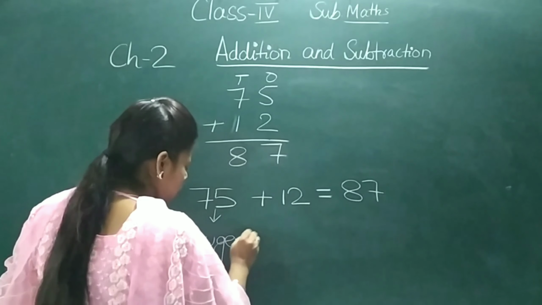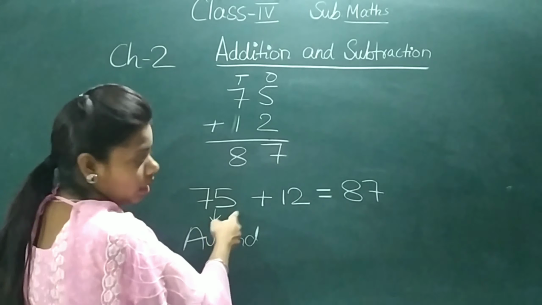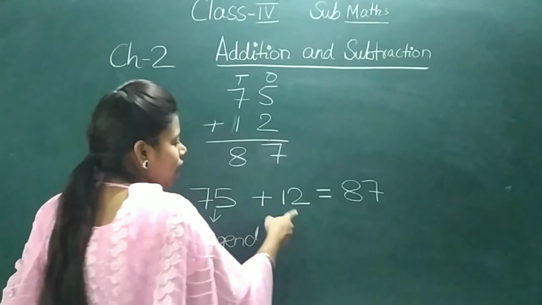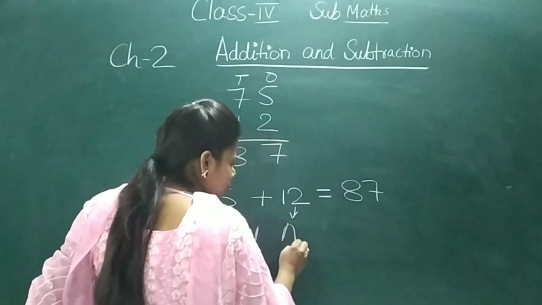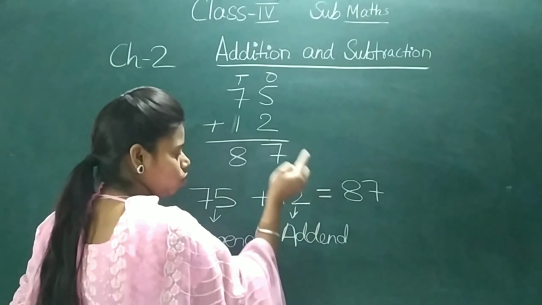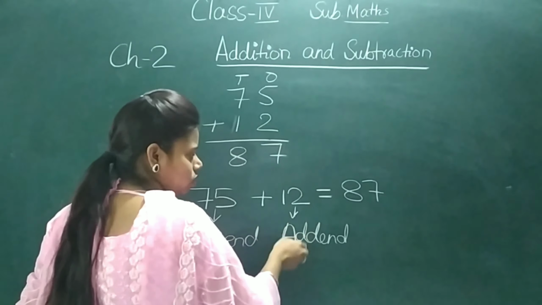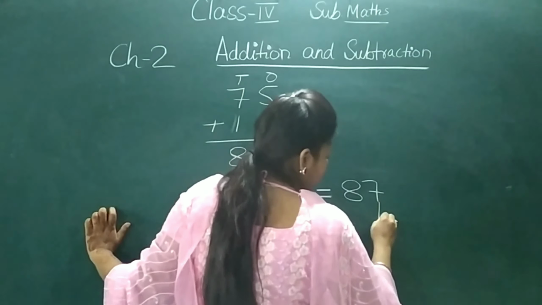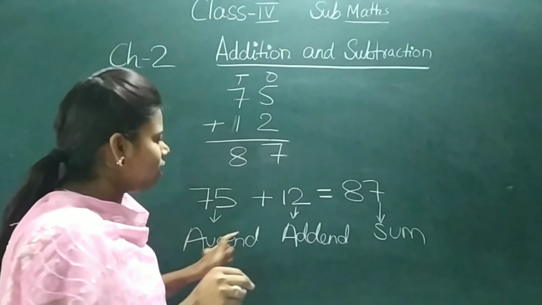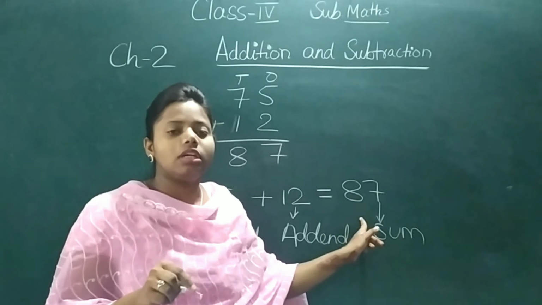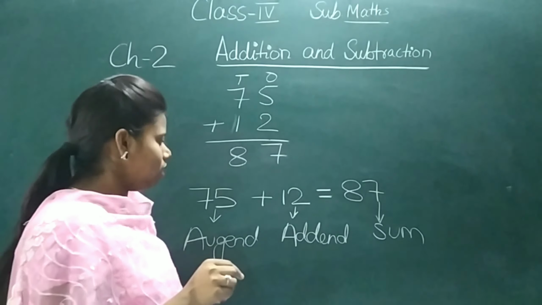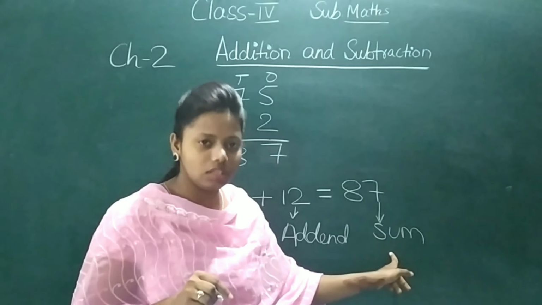This is the number to which we are adding this 12. So this number is called the augend. And this one is called the addend. Okay, we are adding this number. So the number which you are going to add is called the addend. And the answer which we get is called the sum. On adding this augend and addend, the number which we get is the sum. Okay. So these are the names: this is called the augend, this is called the addend, this is called the sum.